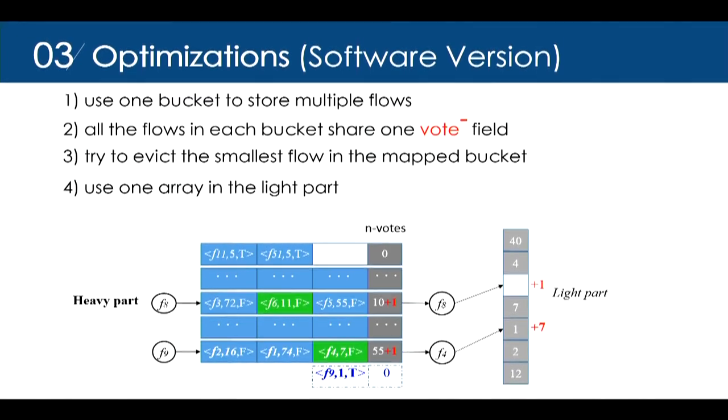And for the light part, we only use one array. Actually, if you use two arrays, the accuracy can be higher. But we want to be faster, we want to be simple, and one array is accurate enough.